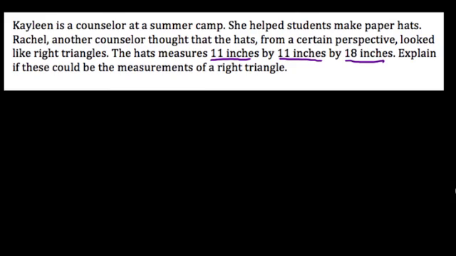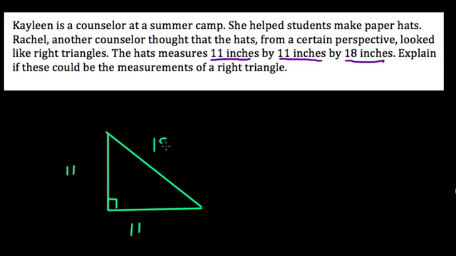Well, this goes back to the heart of the Pythagorean theorem, right? Here we have a triangle, and it could look like a right triangle. But all right triangles, of course, must follow the Pythagorean theorem. It's not possible to have a right triangle that does not have a squared plus b squared equals c squared. So, for example, here we have 11 inches by 11 by 18 inches.